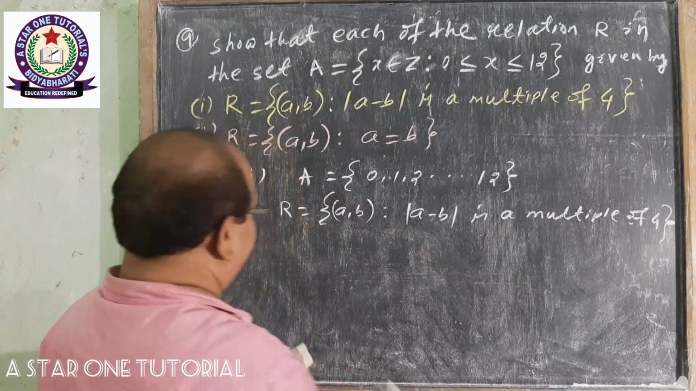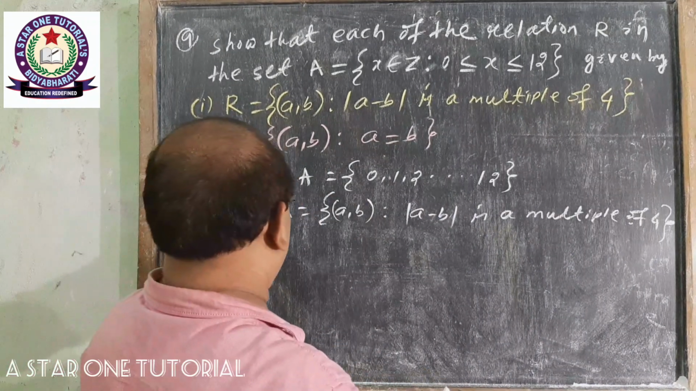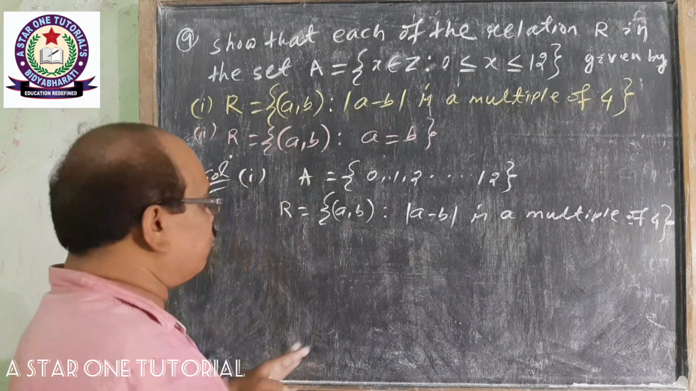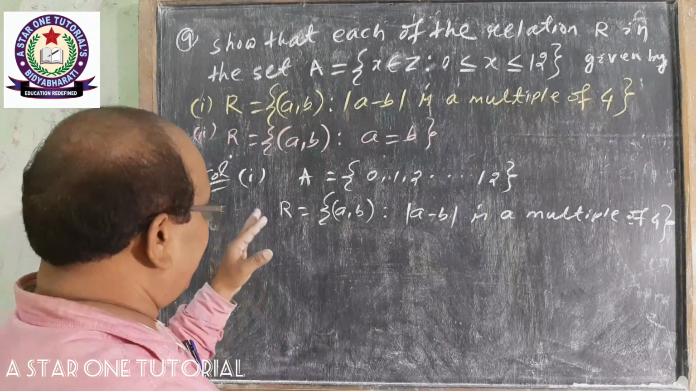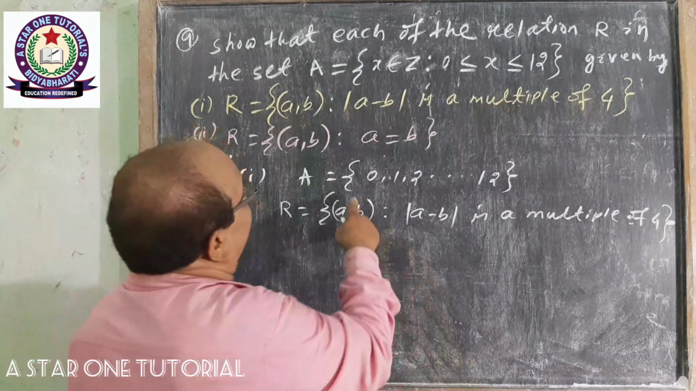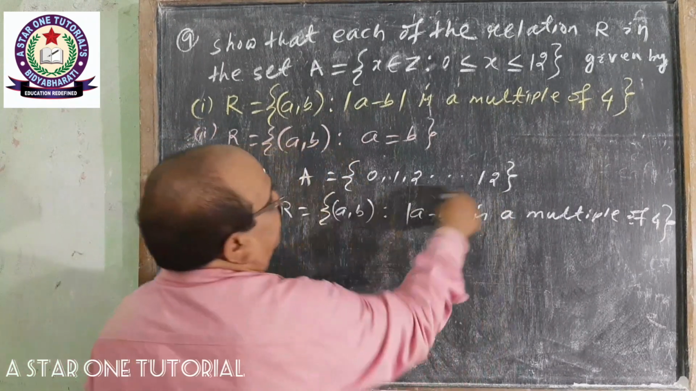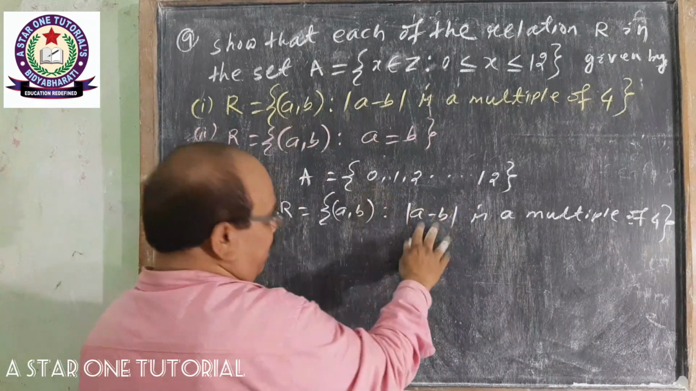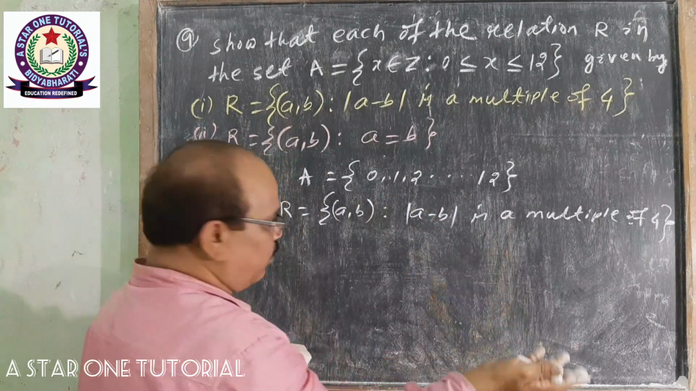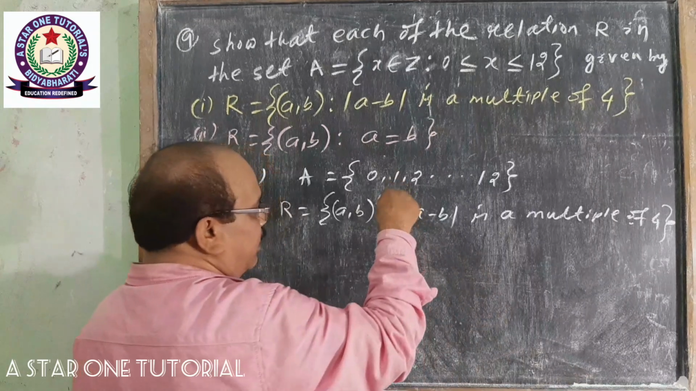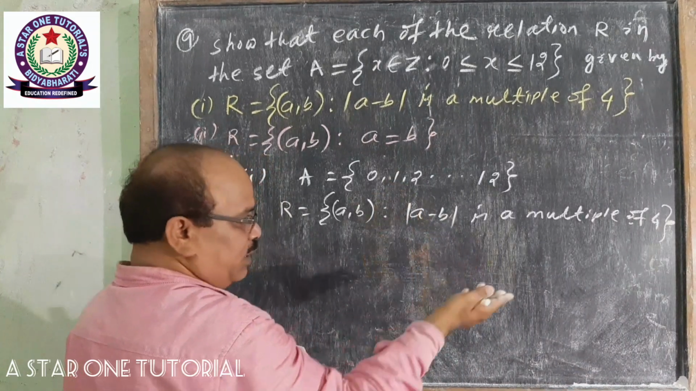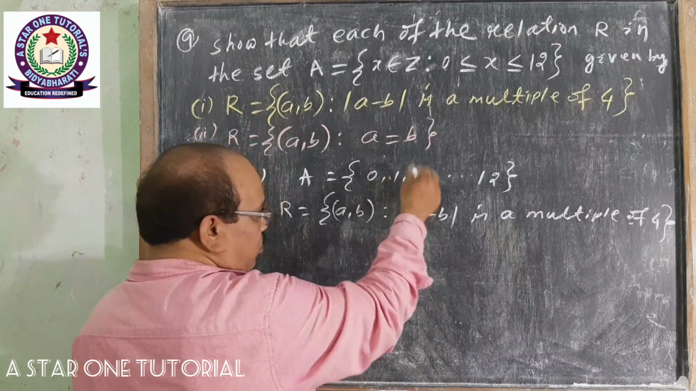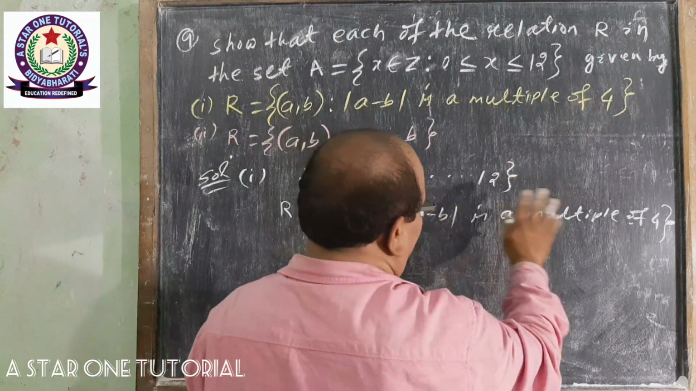You see, if we write the set R in the roster form, then how many elements would be there? You see here that there are 13 elements in the set A. If you take 0, 0, 0 minus 0 is 0, 0 is a multiple of 4. If you take 1, then we will get 1, 1, 1 minus 1 is 0, 0 is a multiple of 4. So the pairs (0,0), (1,1), (2,2) up to (12,12), that is 13 pairs would be there.